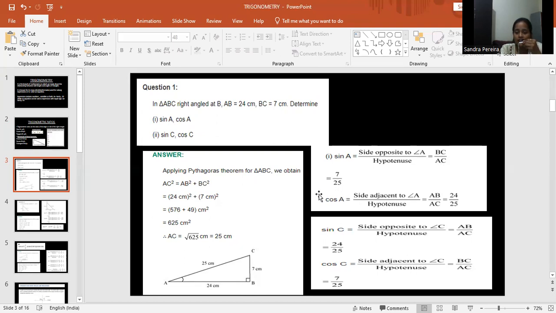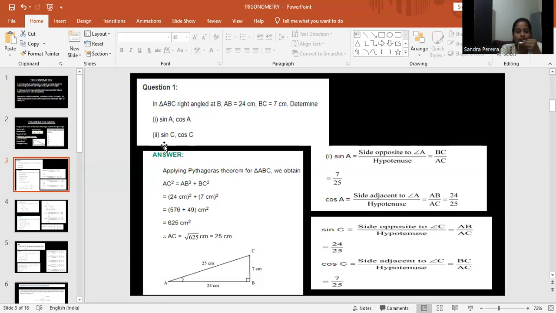Now cos of angle A. This will be our AB by AC. Why? Because we know that cos of theta is equal to B, that is base by H. Base is AB and H is AC. So AB by AC, that is AB is equal to 24 centimeter and AC equal to 25 centimeter.